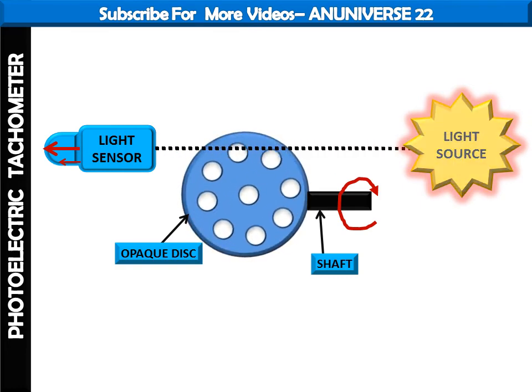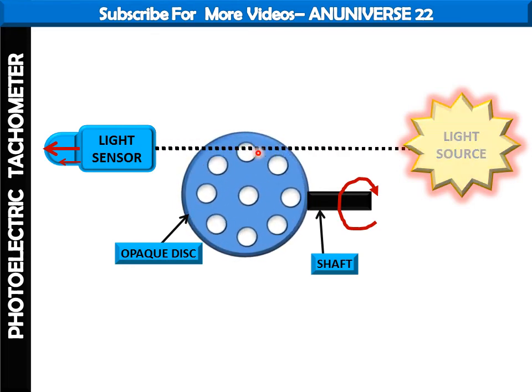So this is the working. As we can see, these are the holes and light is passing from the light source to the light sensor. When holes come in line, the light passes through and a pulse is generated. But when this opaque portion comes in the path of the light, it is blocked and there is no generation of a pulse.